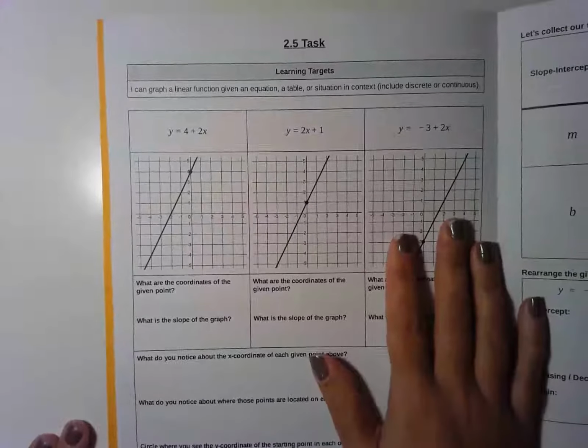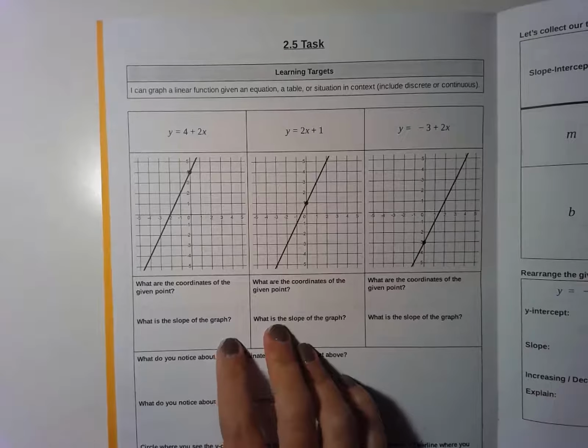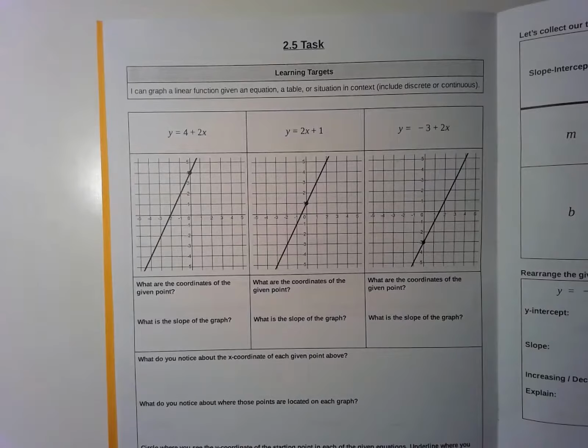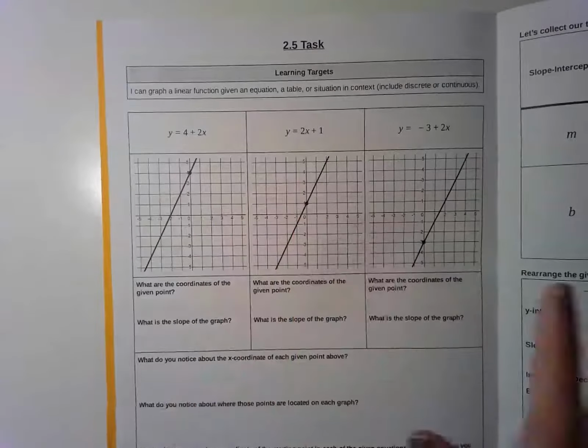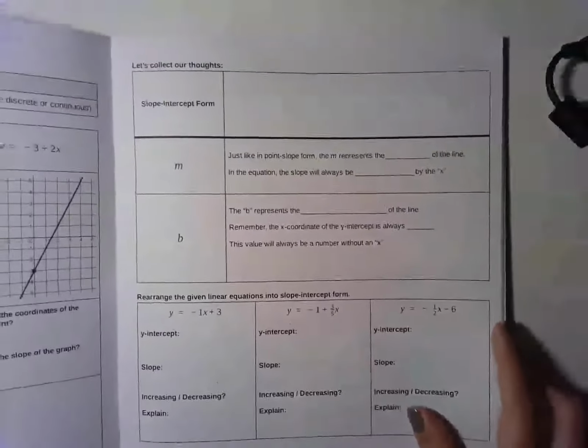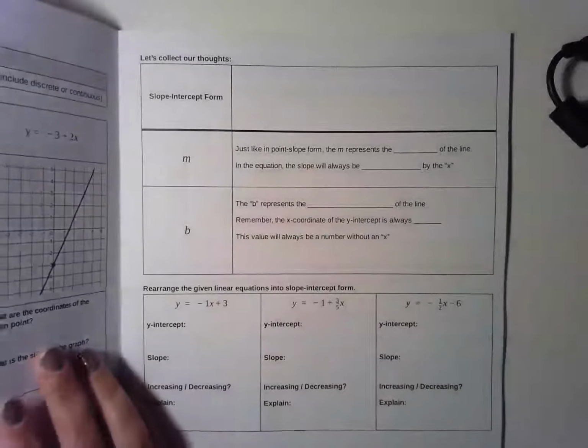In today's video, we're going to be going over the ideas from task 2.5 in case you missed it in class or in case you just need some extra review. So we're actually not going to start on the first page of the task. We're going to start on the second page of the task. So you're going to want to find the page in your packet that looks like this.